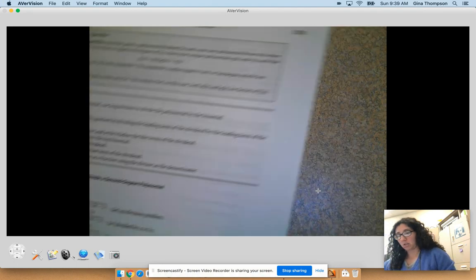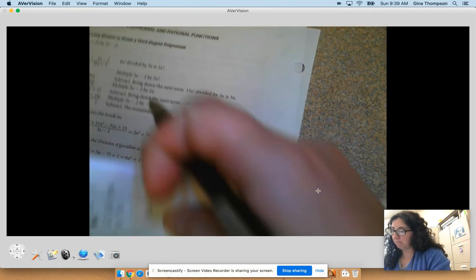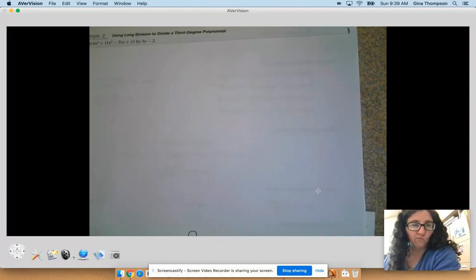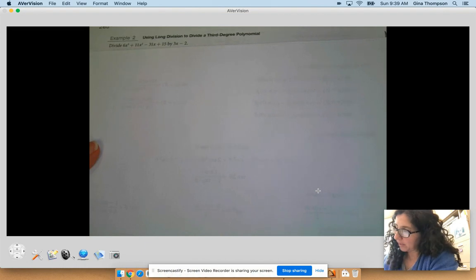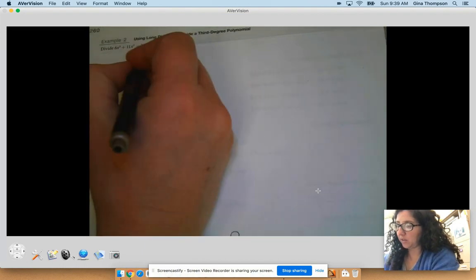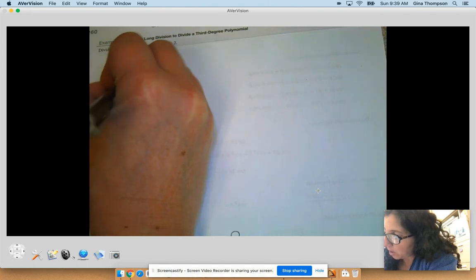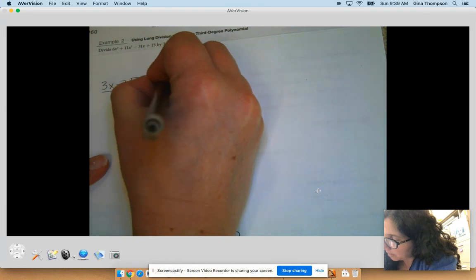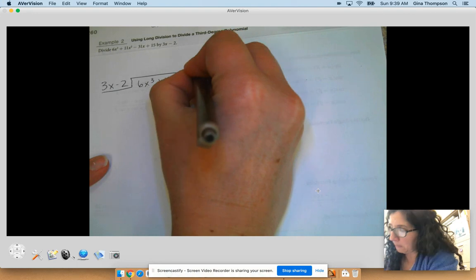What about if you have this one instead? 6x cubed plus 11x squared minus 31x plus 15, dividing it by this. All right, let's give it a try. 3x minus 2 into 6x cubed plus 11x squared minus 31x plus 15.